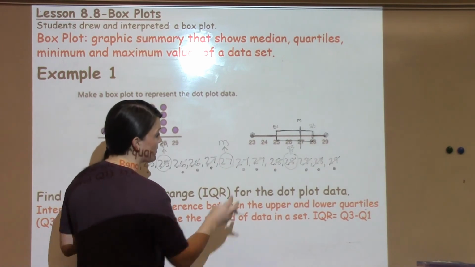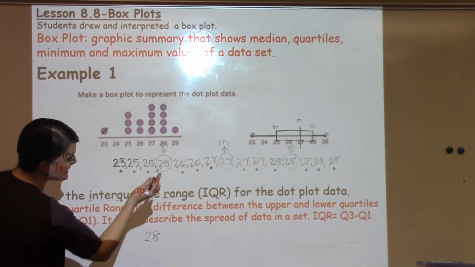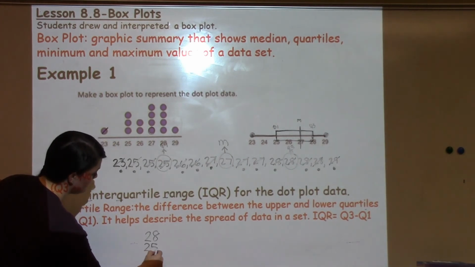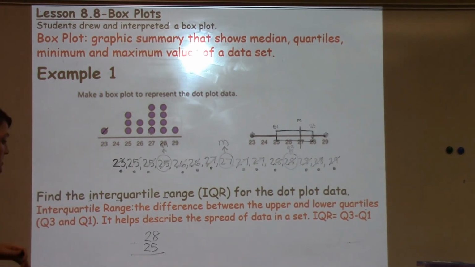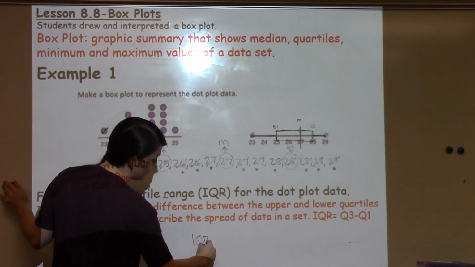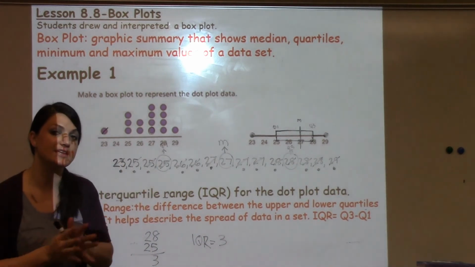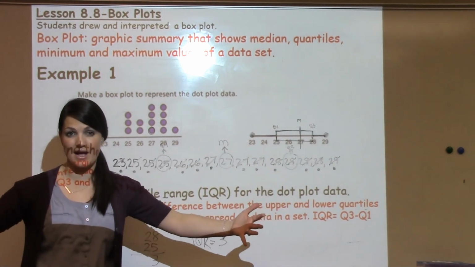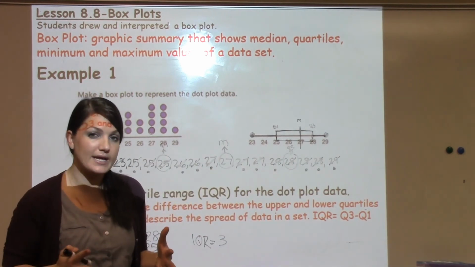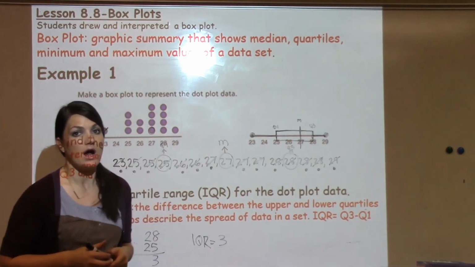All you have to do here, and we're going to work with this example, is take quartile 3, which was 28, minus quartile 1, which was 25. So my interquartile range would just be the difference, which is 3. So my IQR in this example would equal 3. Now, how does that help us? It helps us know that the spread of data in this data set is not very much. I don't have a lot of numbers that are very different from the rest of my data set. They're all pretty compacted together, which you can see on the dot plot, and you can also see represented on the box plot as well.